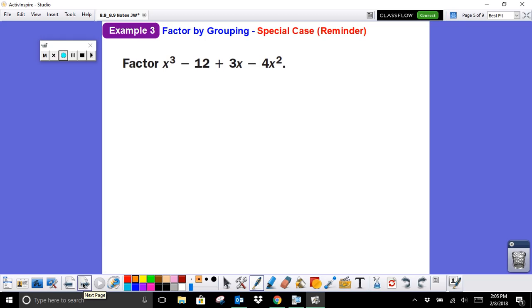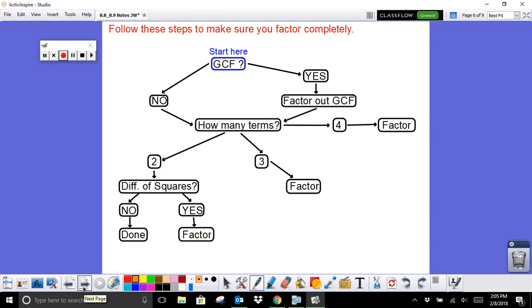This next one is a grouping problem, and it's a special case. We will not give you any of those, so let's go ahead and mark that out also.